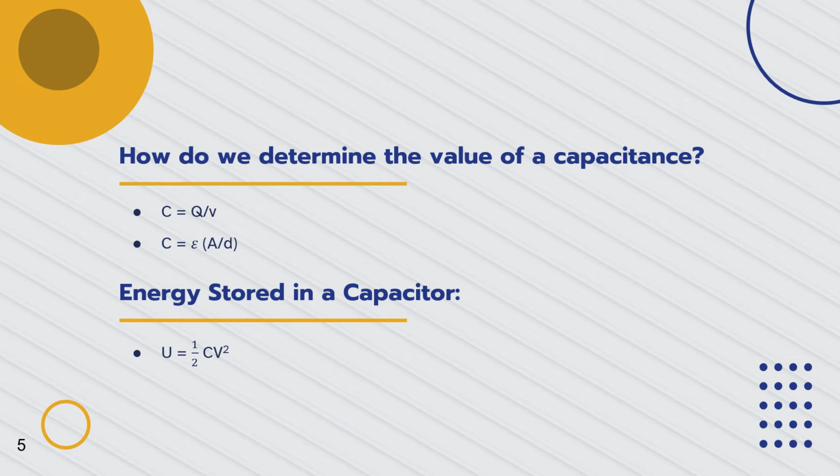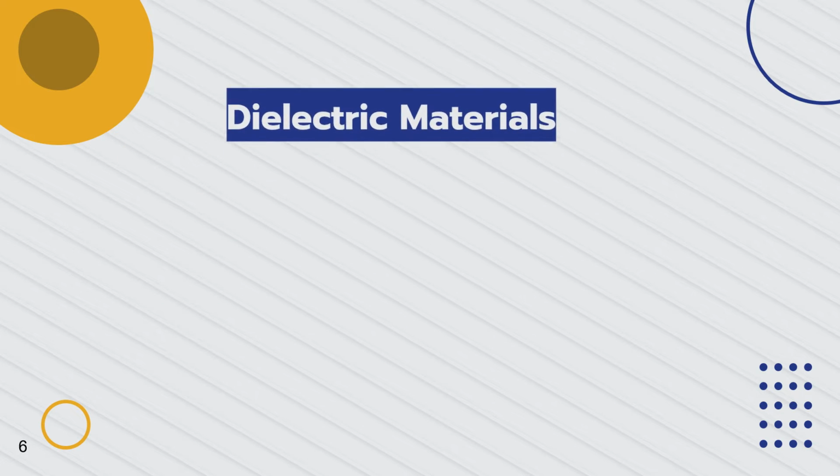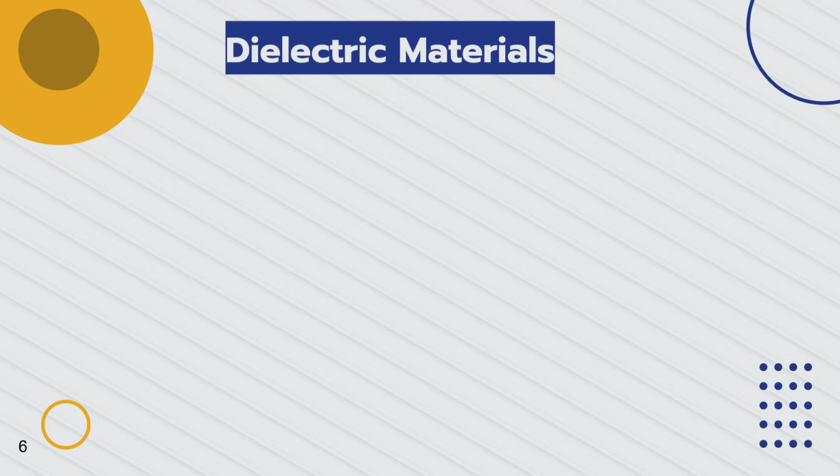The total energy that can be extracted from a fully charged capacitor is given by the equation U equals 1/2 C times V squared. Dielectric materials. Dielectric materials are essentially insulators, which means that no current will flow through the material when a voltage is applied. However, certain changes do happen at the atomic scale.